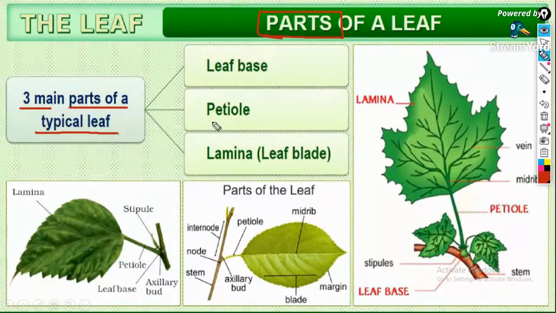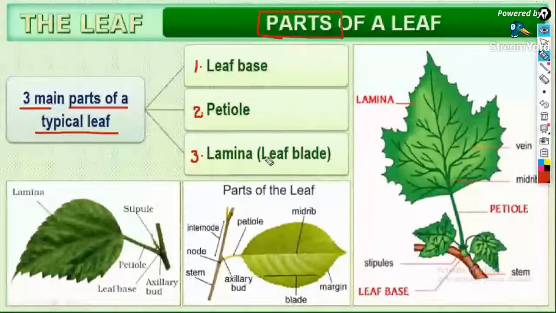First one is leaf base. Second one is petiole. Third one is lamina. These are the three main parts of a typical leaf. First one is the leaf base. I already told about the leaf base.